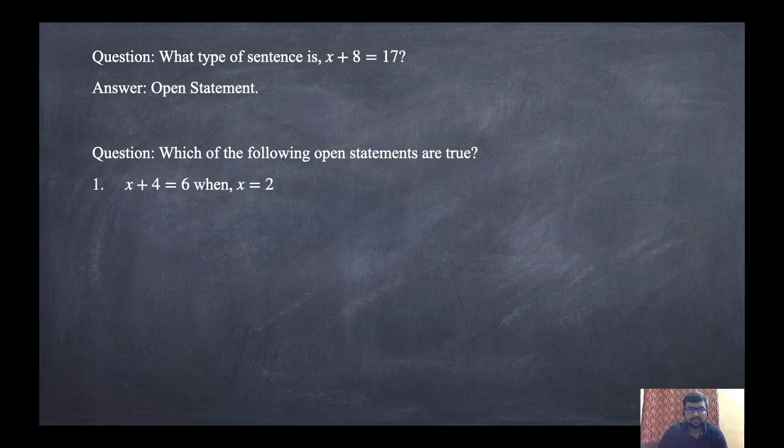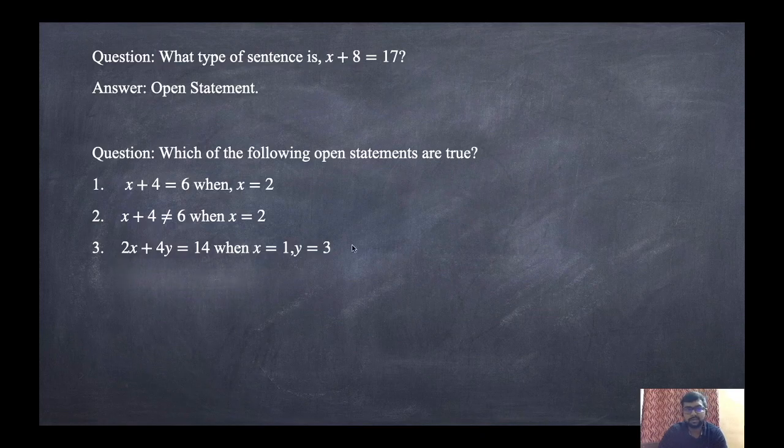X plus 4 equals 6 when x equals 2. X plus 4 not equals 6 when x equals 2. 2x plus 4y equals 14 when x equals 1, y equals 3. 6 belongs to 4x here whenever x is 6. The first one: x plus 4 equals 6 when x equals 2.